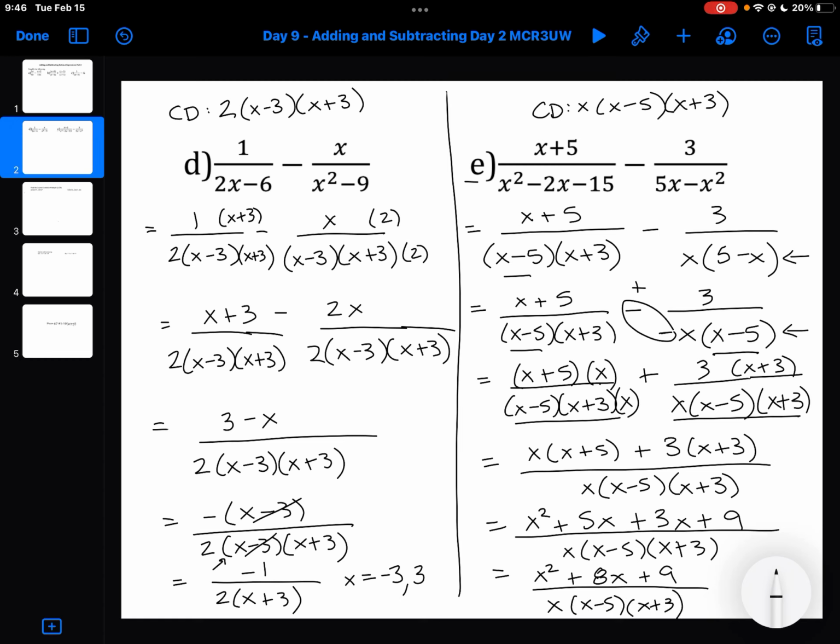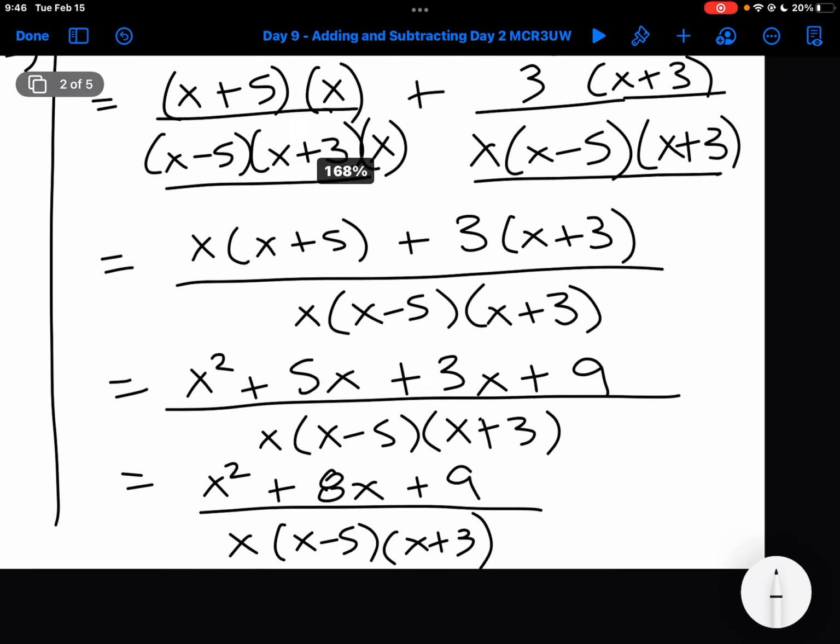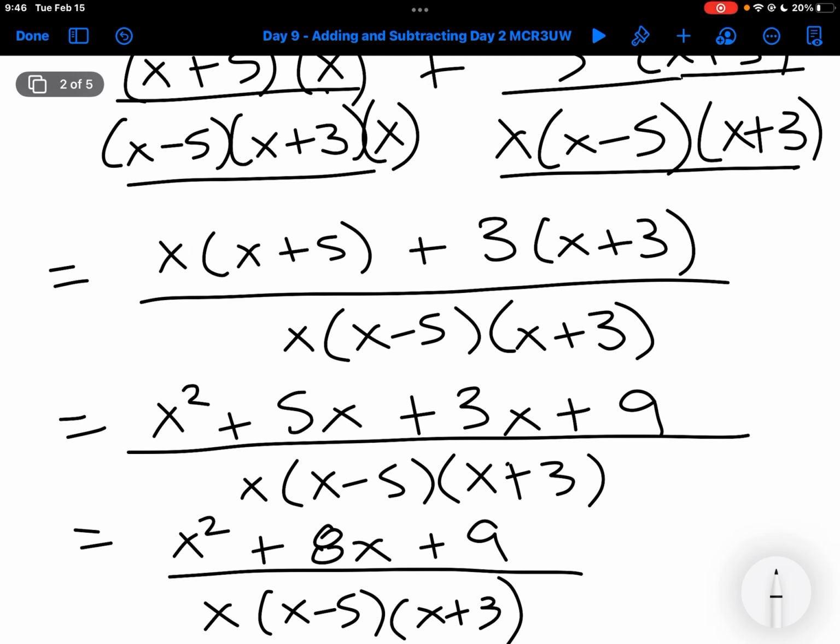I can't factor that top anymore because the only two numbers that are going to multiply to 9 are 1 and 9, or 3 and 3. Neither of those can be combined in a way to give positive 8 and multiply to positive 9. So last thing left here is to state my restrictions, which are the values that make the denominator equal to 0. So in this case, x can't equal minus 3, 0, or positive 5.